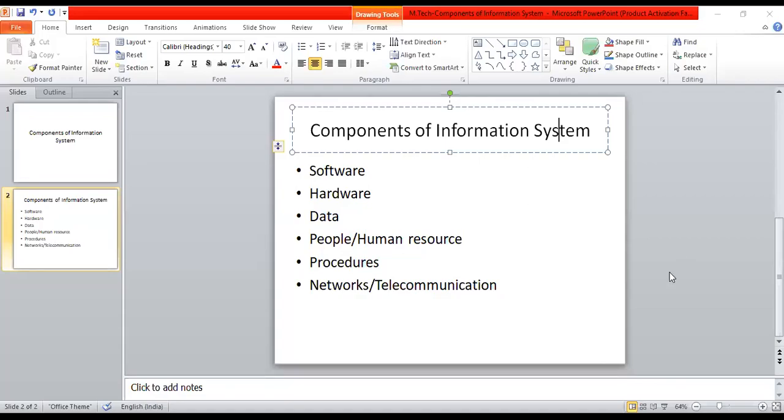Today we will discuss the components of the information system. Basically, the components of the information system are software, hardware, data, human resource, and one other part.